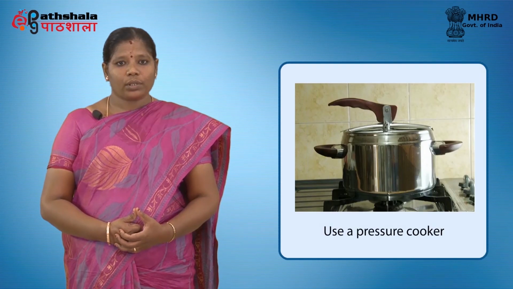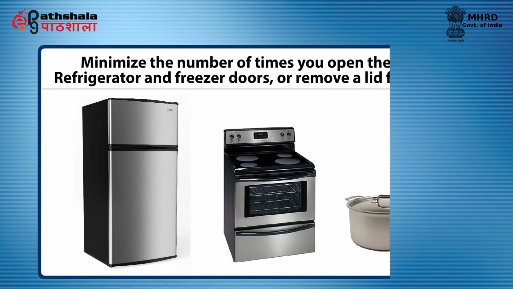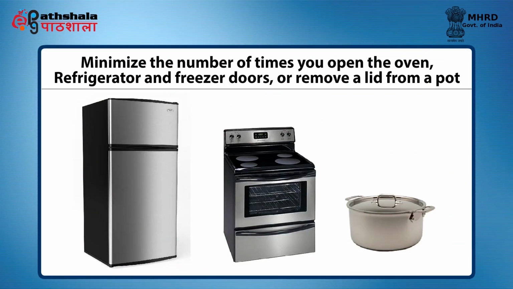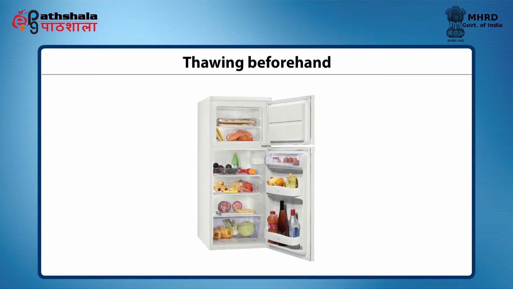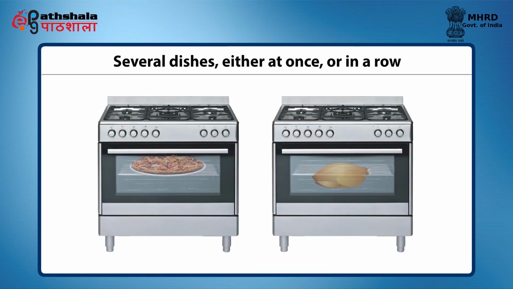Use pressure cookers for cooking whenever it is required. The oven should not be kept open or opened frequently, and similarly the refrigerator and freezer doors. Do not keep open or remove the lid from the pot while cooking. Thawing of frozen foods in the refrigerator and at room temperature before cooking reduces cooking times. Optimize the use of a preheated oven by cooking several dishes either at once or in a row.